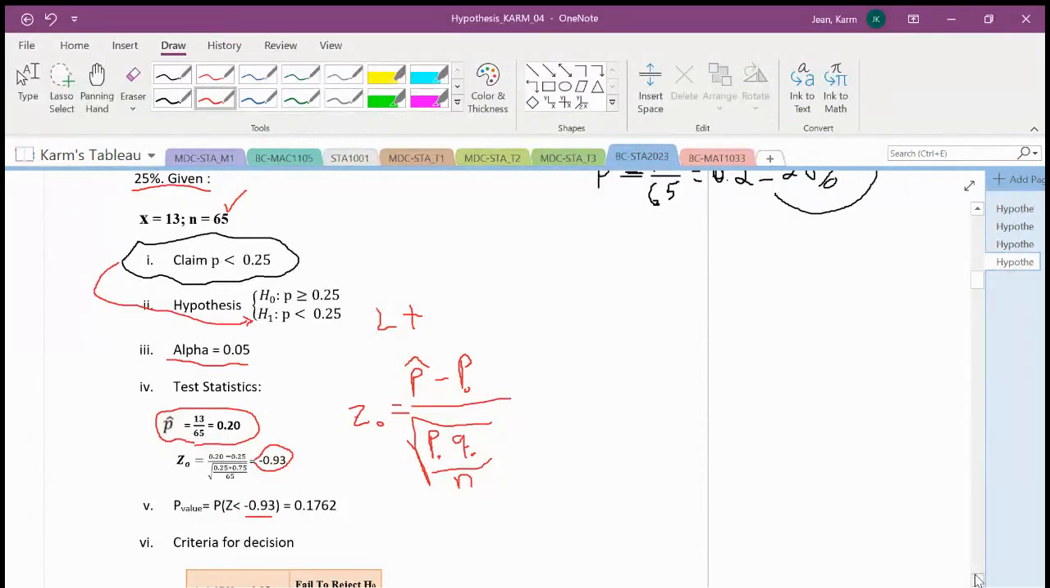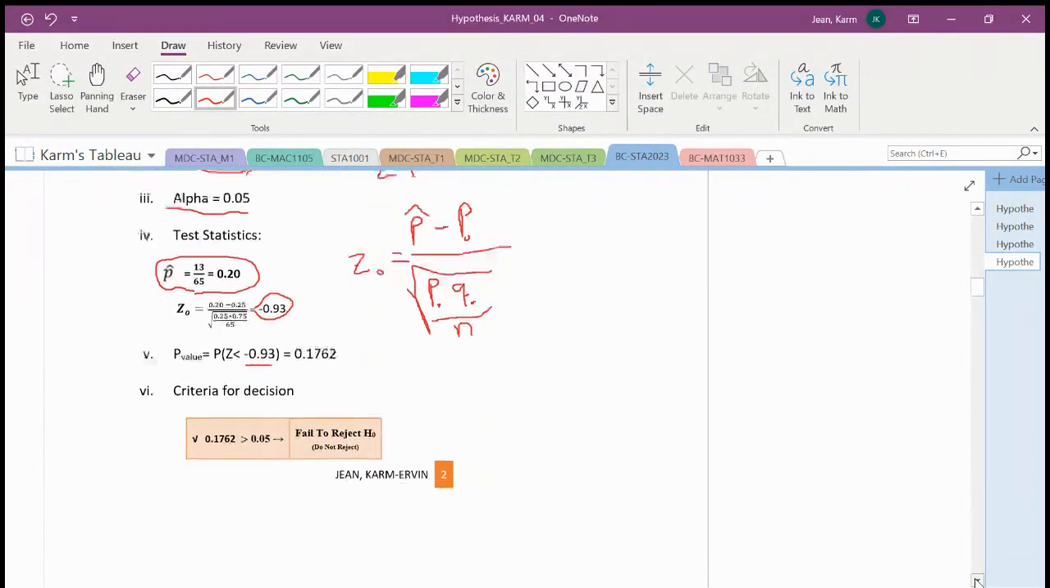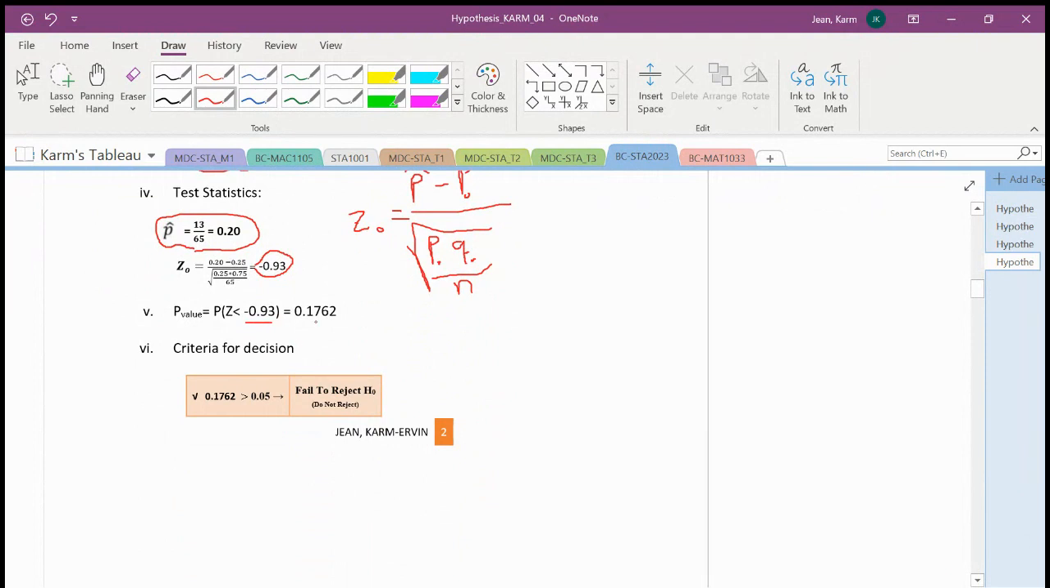Once I did that, I was able to get 0.1762 using the Z table, not the T table. So I look for the row negative 0.9 and the column 0.03. The next thing to do is to compare with alpha. I noticed that the p-value was greater than alpha. Therefore, my decision will be fail to reject H0, or do not reject H0.